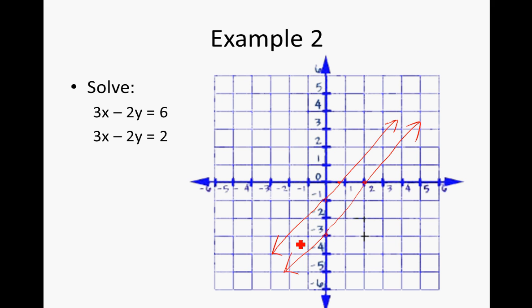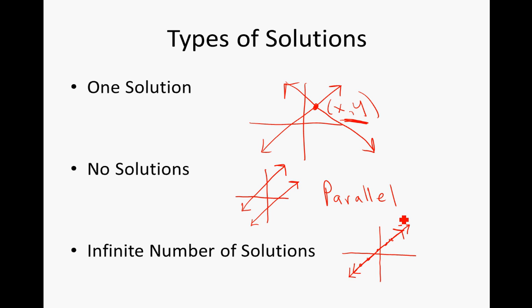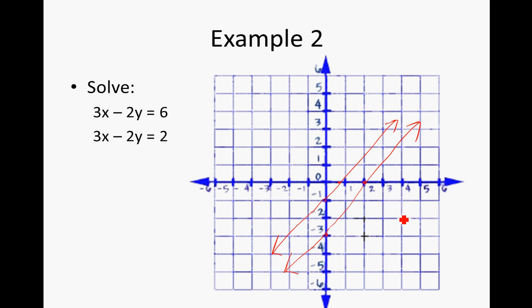These lines right here happen to be parallel to one another. As we saw from a couple slides ago, if they are parallel to one another, that means there are no solutions. The graphs do not meet anywhere. So in this case, we would have no solutions to this system of equations. So that's in a nutshell just this first section on solving a linear system by graphing.